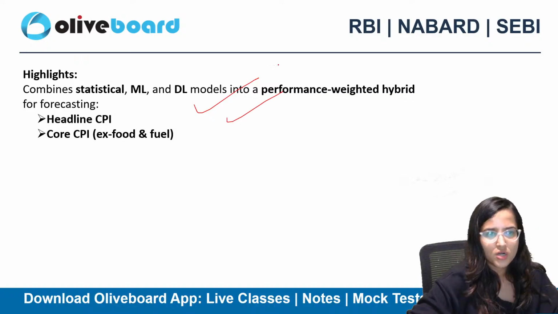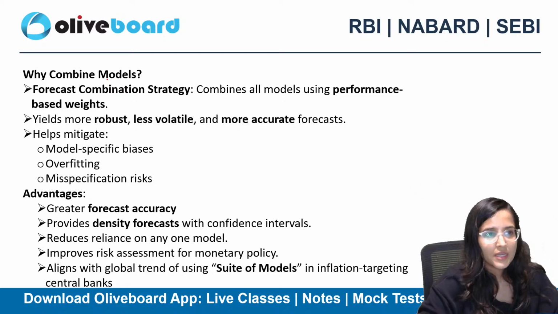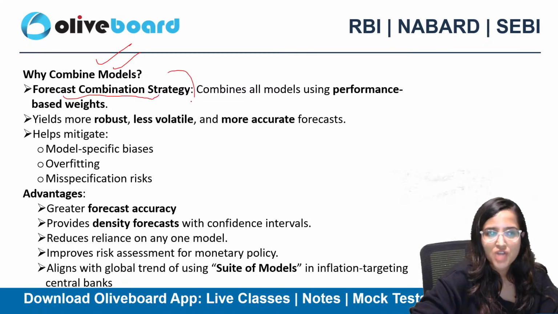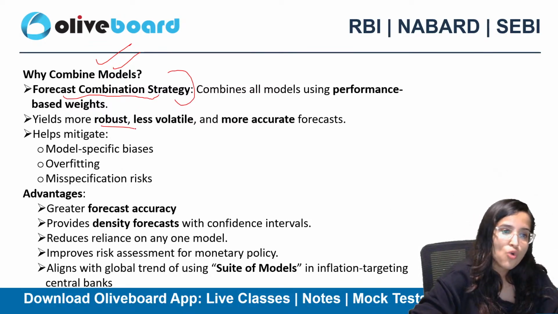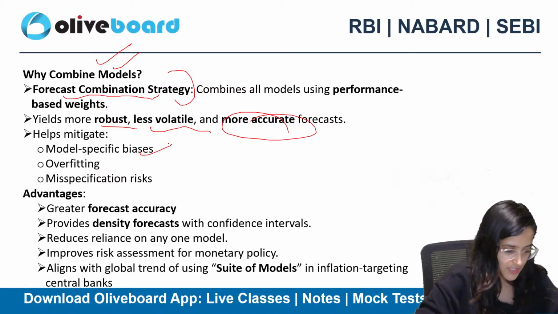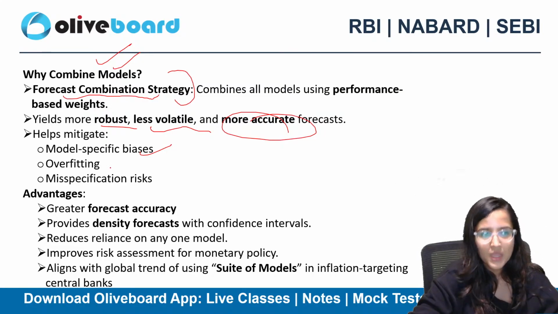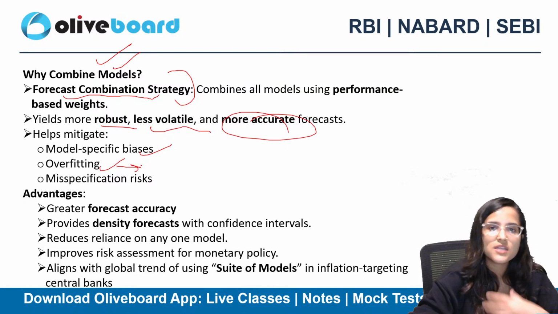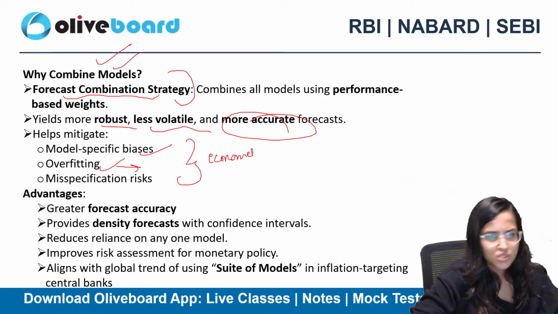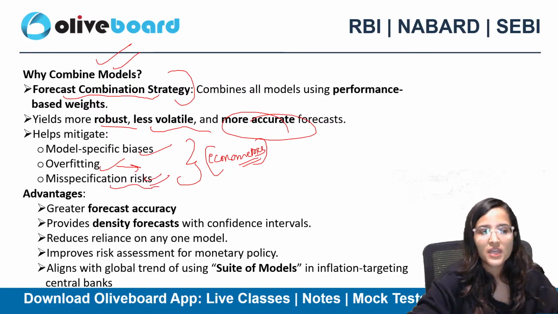So we know that these models will be used together: statistical, machine learning and deep learning models. Why are we focusing on combining these models? Because this forecast combination strategy is going to give us robust, less volatile, and more accurate forecasts. This helps mitigate model specific biases, in the sense that अपनी मर्जी का जो पसंद आ रहा है वो वाला मॉडल यूज कर लिया है ना. Overfitting of model मतलब बहुत ज़्यादा variables ले लिए. All these terms are used in core economics, or you can say econometrics. You don't need to go into this much detail. Misspecification risks हमने specify नहीं किया कुछ ढंग से.